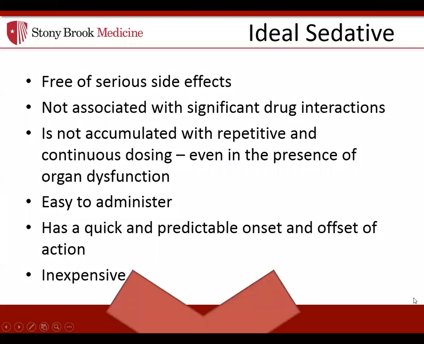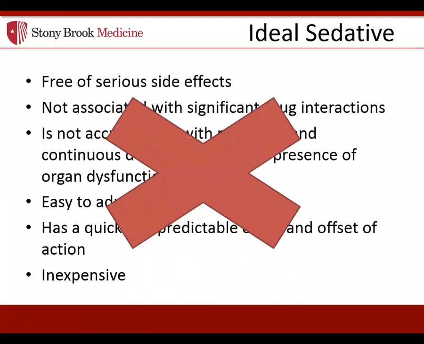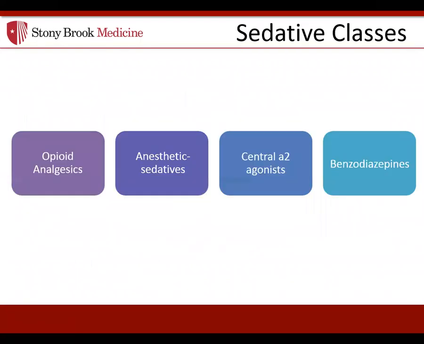But this, of course, does not exist. There is no sedative analgesic agent that's sufficiently superior to any other agent to warrant its use in all clinical situations. Please keep this in mind as we go through the common continuous agents that we actually see in the ICU. So these are the common classes of medications that we are able to administer as continuous infusions. So we have opioid analgesics, anesthetic sedatives, central alpha-2 agonists, and benzodiazepines.